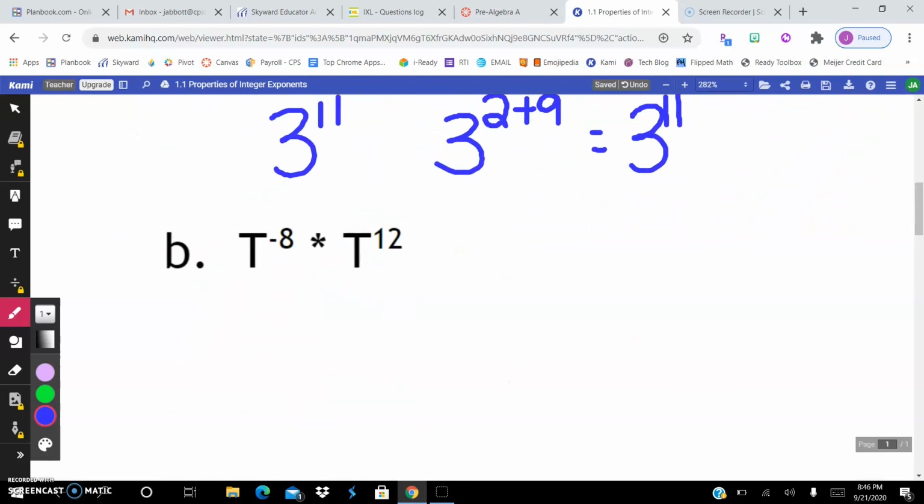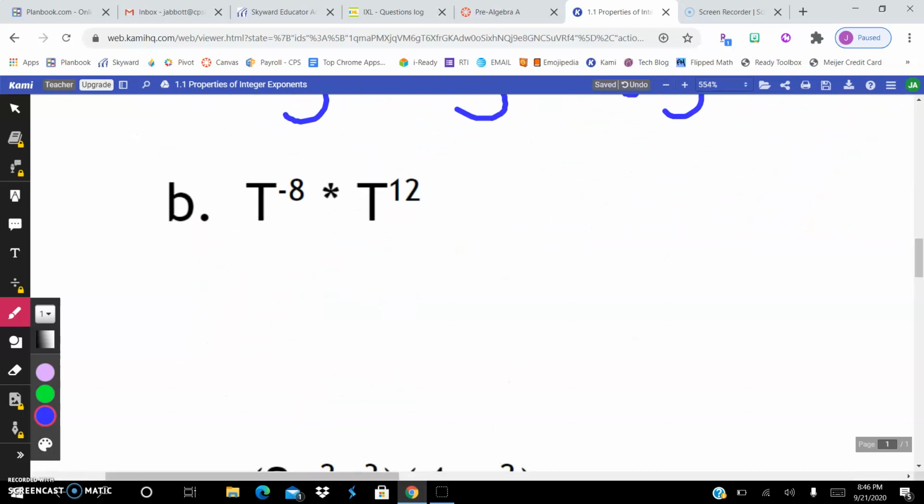All right, in this example, the bases are t's, and they are the same. And we have a -8 and a +12 that we need to add together. Think about the 8 as owing $8 or wanting to spend $8, and the 12 is positive, so you have 12. If you want to spend 8 and you have 12, you'll have 4 left over. So t to the 4th.